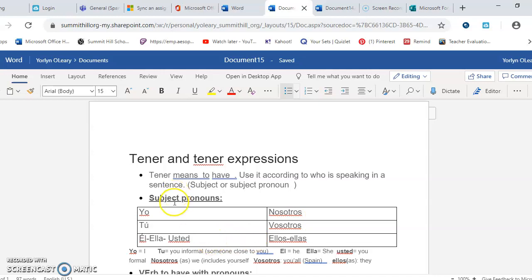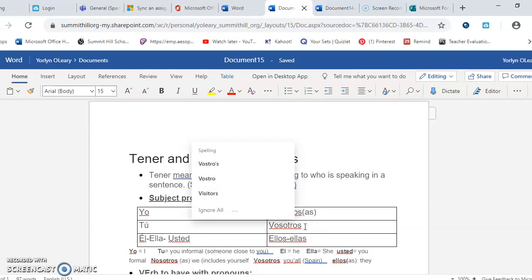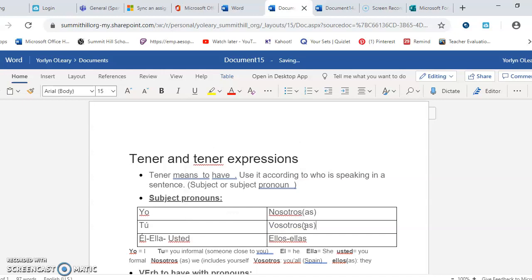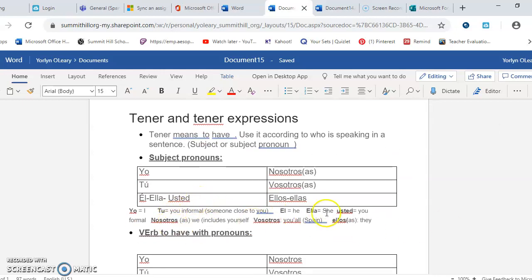We have the yo, the tú, él, ella, usted, nosotros, or you could also say nosotras if it is a group of girls, vosotros only in Spain, or you could say vosotras. And then we have the ellos and the ellas. Right below this chart you have the translation of the subject pronouns.